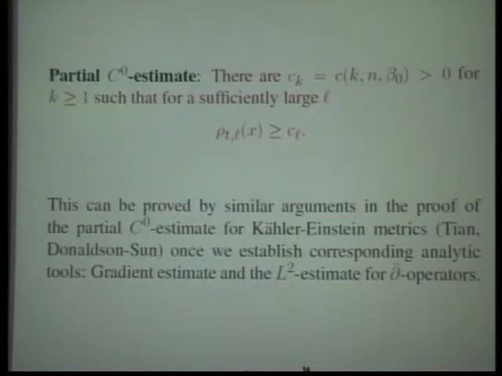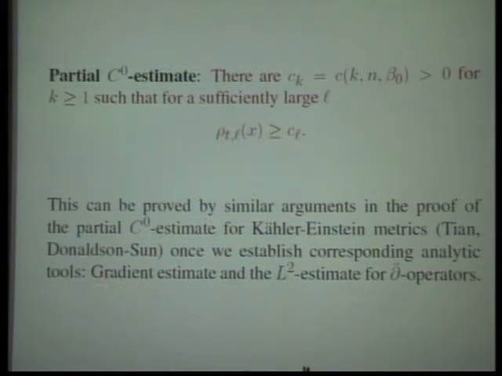In fact, I already formulated this more than 20 years ago. Right now, I just apply this directly to the Kähler-Ricci flow. So this can be proved by arguments similar to the proof of the partial C^0 estimate for Kähler-Einstein metrics, as we did before. Once we establish the corresponding analytical tools, because previously those tools were based on the fact that the Ricci curvature is bounded from below by some positive constant.